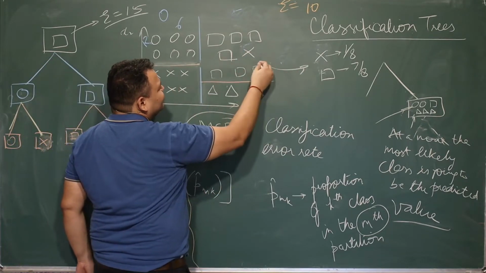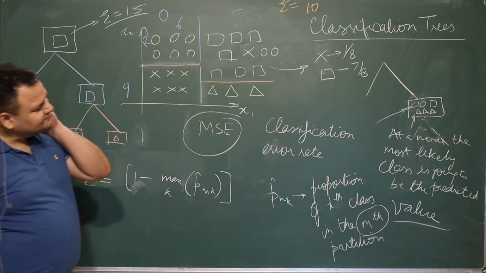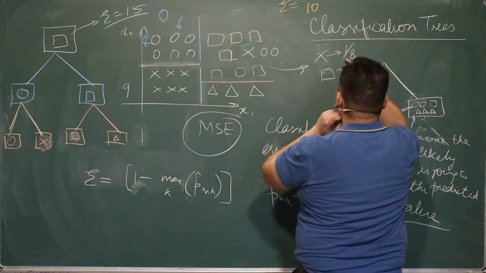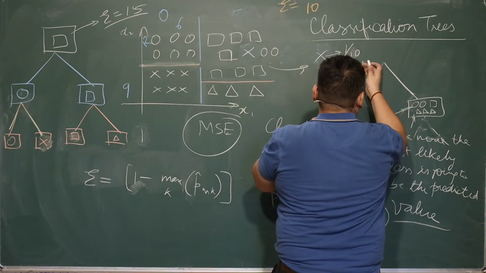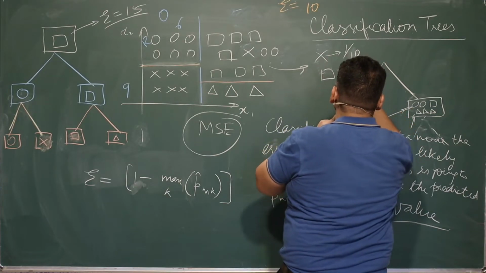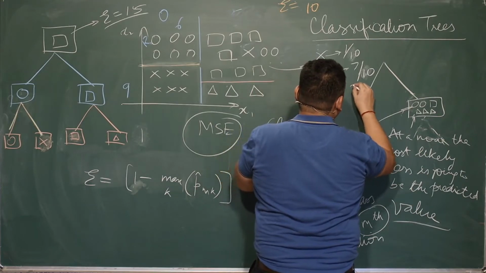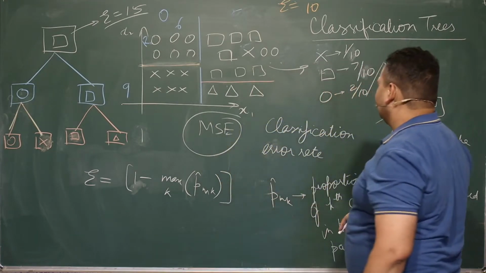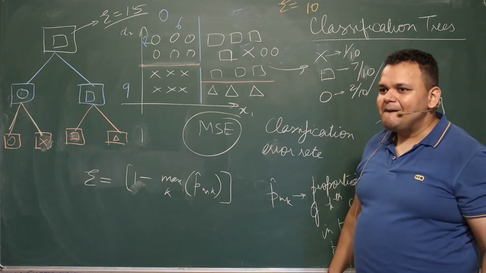But let us say if we had 2 circles also over here. अगर पास 2 circles भी होते तो क्या होता? Cross would have been not 1/8, 1/10. And square would have been 7/10. And your circle is going to be 2/10. Is that all right? So what is the error rate going to be in that case?